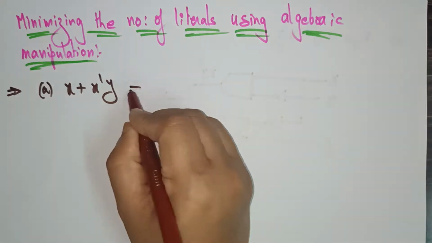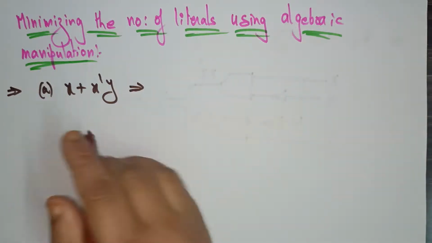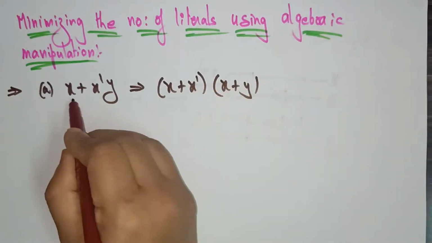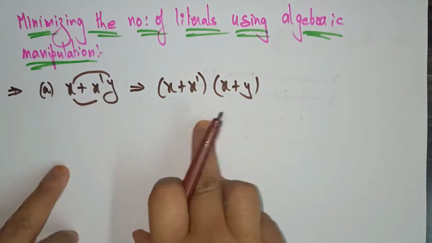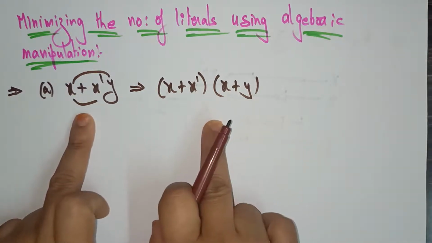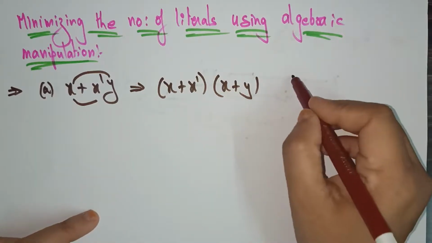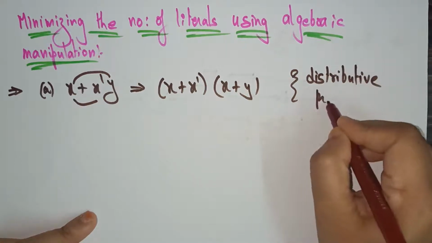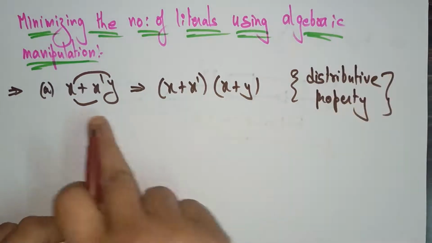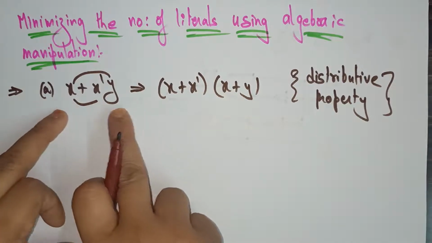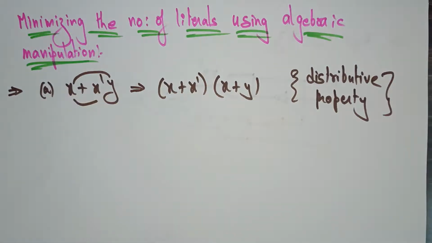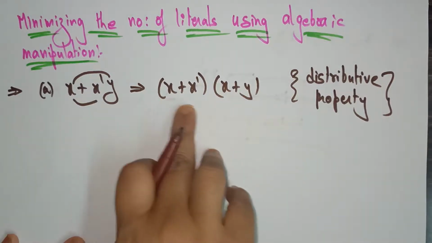So how can I do it? This expression I am going to divide into x plus x dash, into x plus y. So first these two and next these two. So I can write like this: this expression is equal to this expression. How? It is nothing but according to the distributive property. This is the distributive property, students. Whenever an equation like x plus x dash y comes, you can put these two under one bracket and these two under another bracket. This is the distributive property. So according to the distributive property, I write like this.